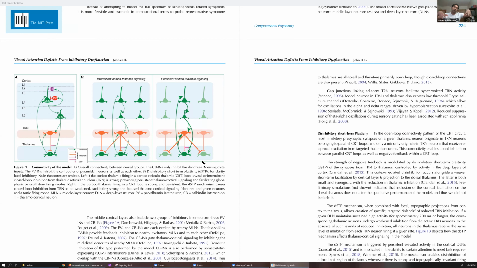But if you're looking at just overall, they were looking at somatosensory cortex in mice and the effect of stimulating layer 6 on inhibition in thalamus. And what they found was that weak or intermittent excitation doesn't really do much to the inhibition by TRN of the thalamus. But if you have at least around 10 hertz worth of firing sustained for a little while, you get a short-term plasticity effect where the thalamus is disinhibited.